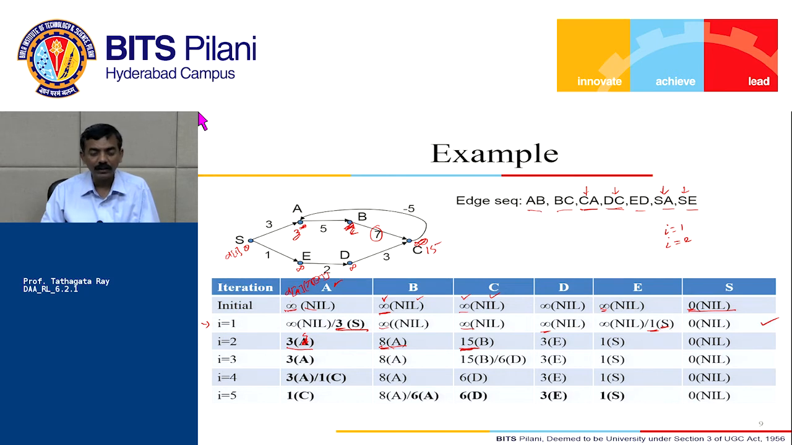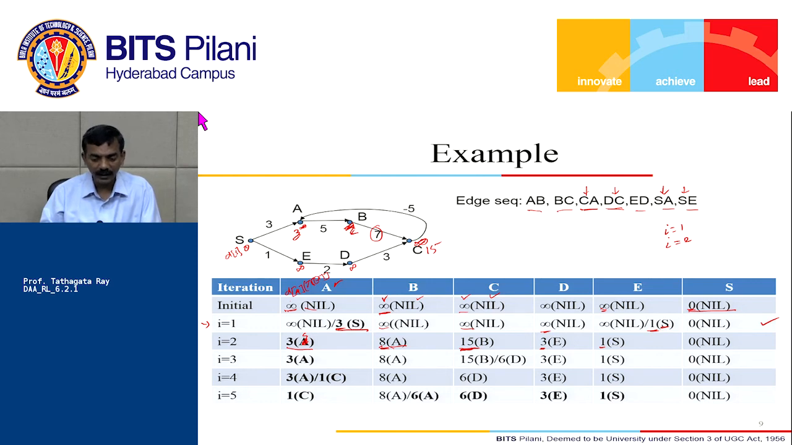What about ED? Now E in the previous iteration got the value 1. So 1 plus 2, that is better than infinity for D. So now this time D gets the value 3 and the parent of D is E.